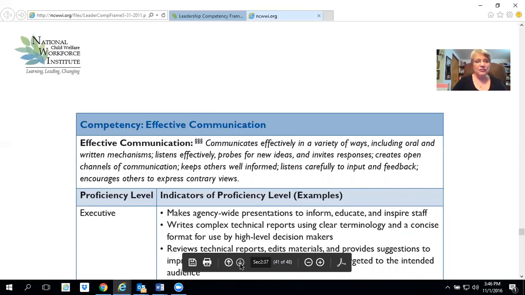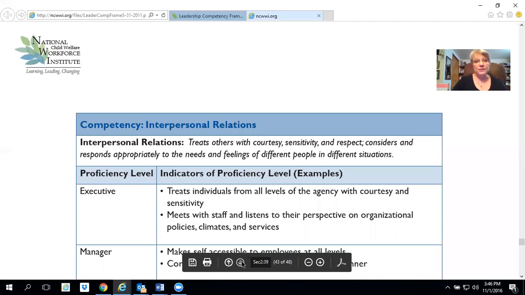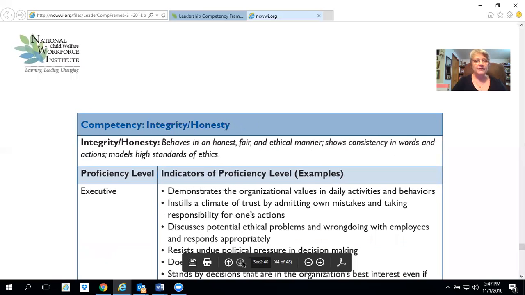Effective communication. Were you able to enhance or develop your own effective communication in your learning project? Then this is a competency for you. Or were you given the opportunity to take initiative or observe somebody or interview somebody who really knows how to take initiative, set high standards for performance? This might be the competency for you. Interpersonal relations, treating others with courtesy, sensitivity, and respect. What did you learn about that? This could be your competency.